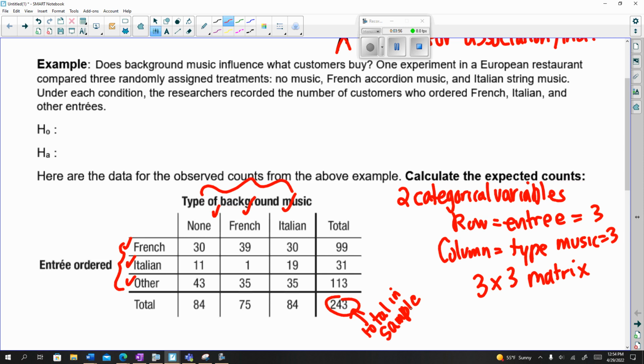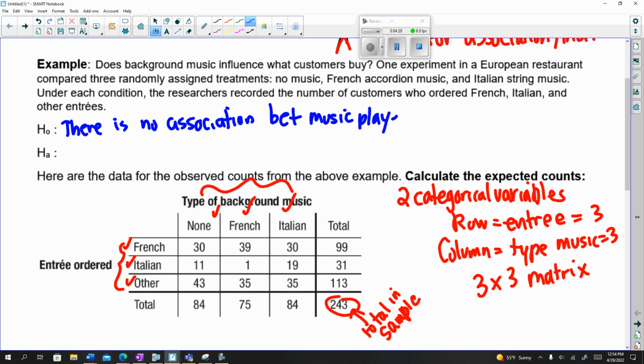So in this case, if we wanted to do our null hypothesis, the null hypothesis is always a statement of no change. H0 means no. So in this case, the no change we would be saying is there is no relationship or no association between the music and the entree ordered. There is no association or relationship, we could say, between the music played and the entree ordered. And because this sample was taken at this restaurant, we would say at this restaurant.